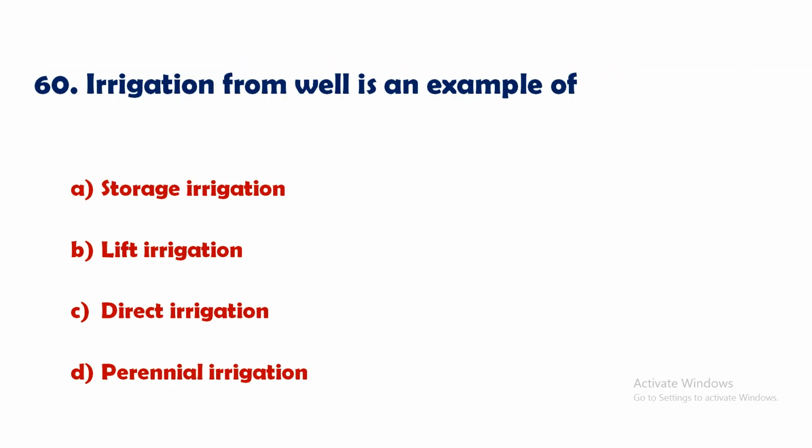Irrigation from well is an example of: storage irrigation, lift irrigation, direct irrigation, perennial irrigation? The answer is, irrigation from well is an example of lift irrigation.